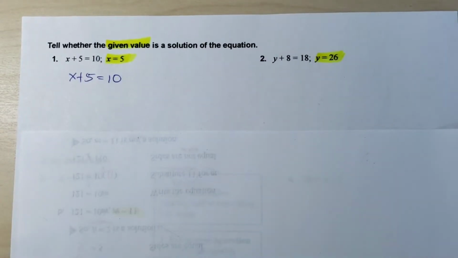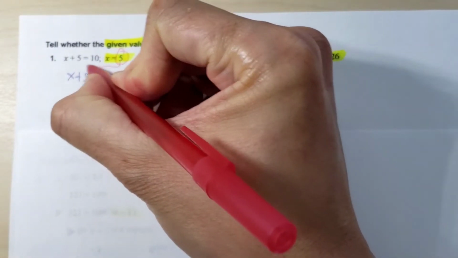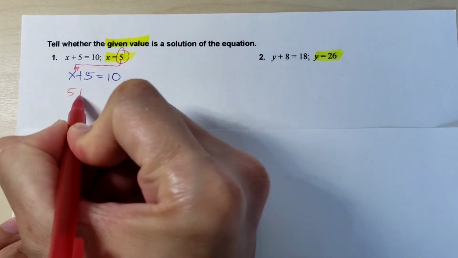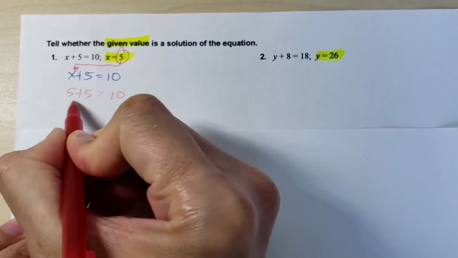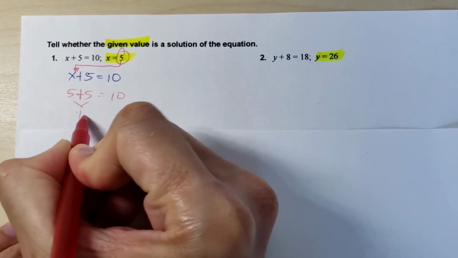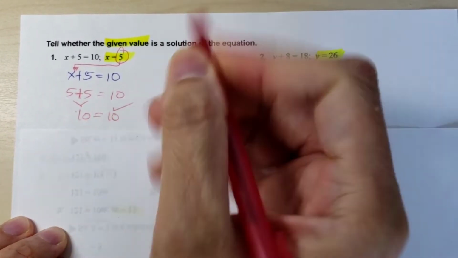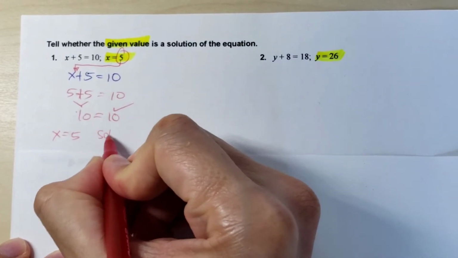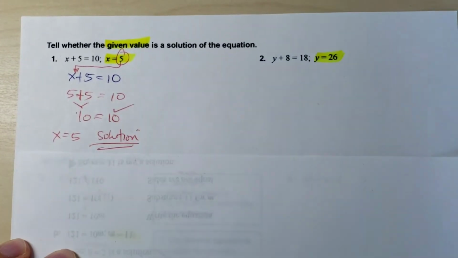Now, we need to substitute 5. That means we need to put this 5 into x. So 5 plus 5 is equal to 10. Is 5 plus 5, 10? You're absolutely right, 5 plus 5 is 10. So x equal to 5 is a solution to the equation.